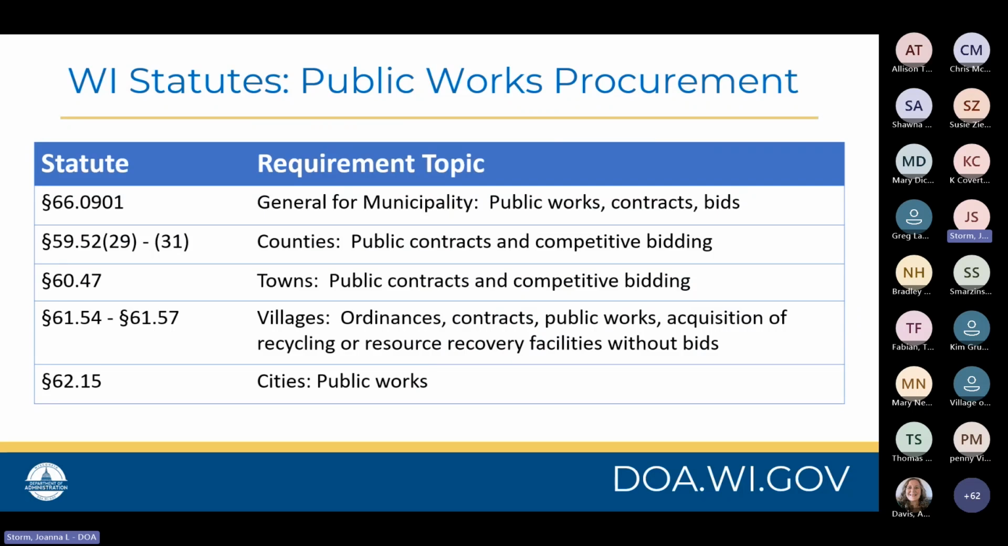This slide provides a quick overview of some Wisconsin state statutes that are specific to public works procurement. If you're not already familiar with these items, please look through the requirement topic, the second column here on the right, and look at the type of municipality or grantee that you are. If you are a county, a town, a village, a city, or for general municipalities, all of these statutes will provide additional rules and regulations.